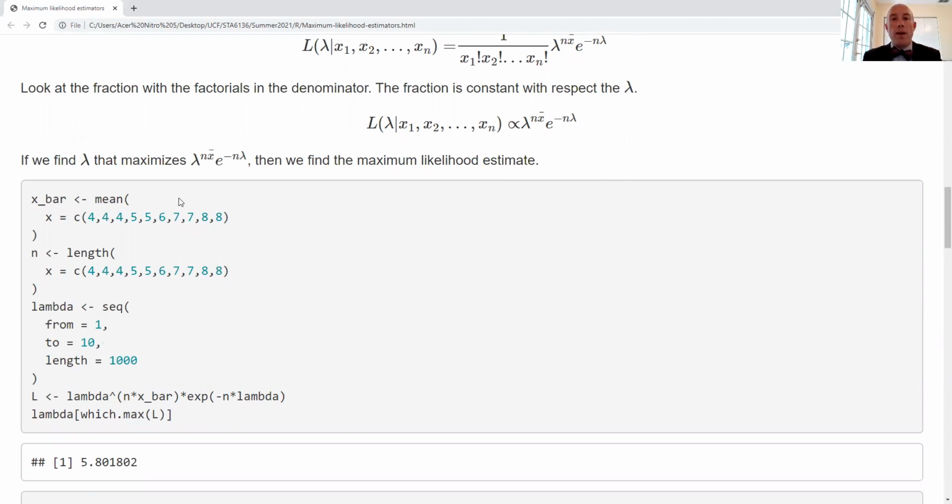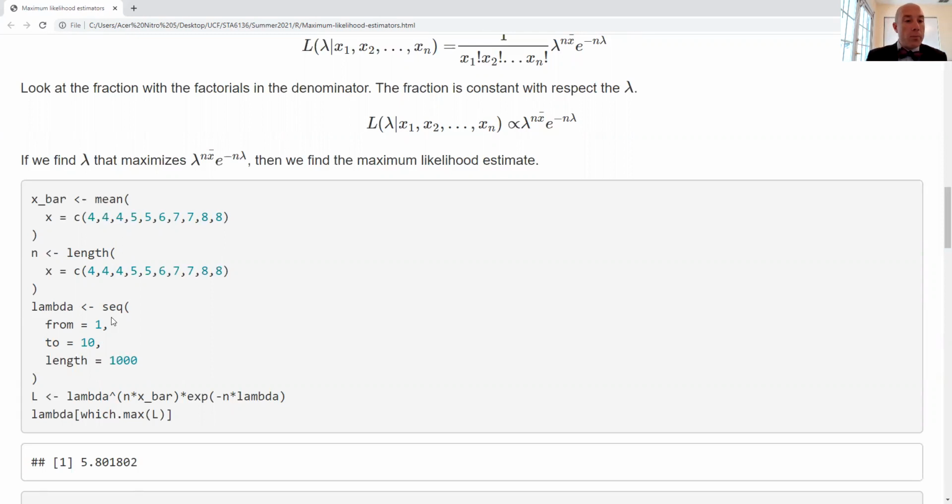All right, so let's go ahead and actually do this. So what I need to do is find the lambda that maximizes this expression. Okay, so what I'm going to do is take my data and find the sample average. I call it x bar, and n is equal to the number of data points I have, so I'm using the length function to get that. And here, I'm not actually going to do any calculus. I'm going to just compute things. I'm going to let R do the computations, and I'm going to use what R spits out to tell me what the maximum is.